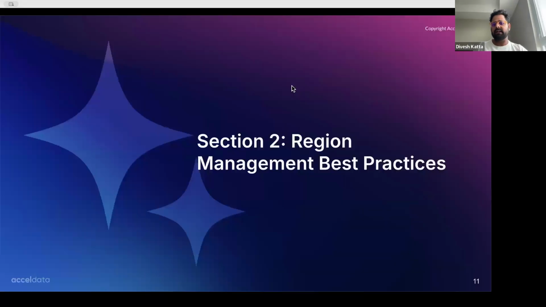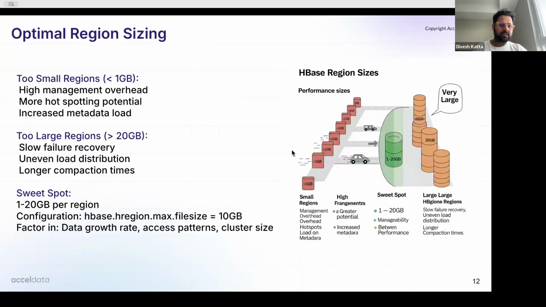Region management best practices. Optimal region sizing. Region sizing is one of those Goldilocks problems. Too small is bad, too large is bad, but just right depends on your specific situation.